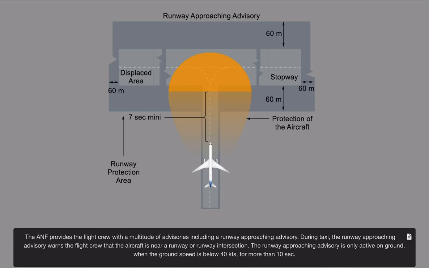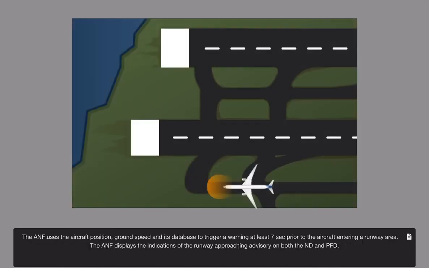The ANF provides the flight crew with a multitude of advisories, including a runway approaching advisory. During taxi, the runway approaching advisory warns the flight crew that the aircraft is near a runway or a runway intersection. The runway approaching advisory is only active on ground when the ground speed is below 40 knots for more than 10 seconds. The ANF uses the aircraft position, ground speed, and its database to trigger a warning at least 7 seconds prior to the aircraft entering a runway area.